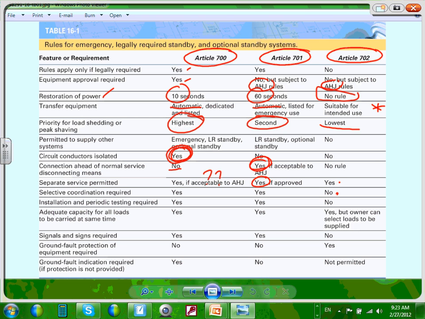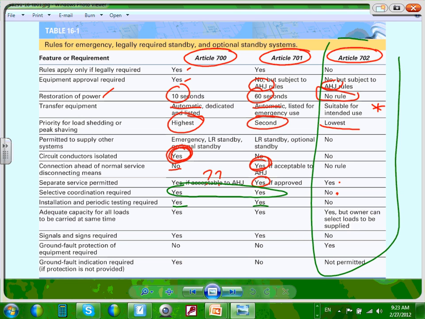Selective coordination. This is important for you guys, especially if you're working in an engineering firm. Do I need to have overcurrent coordination, like I'm going to show you later on? Yes. For these two systems, yes. Installation and periodic testing, you have to test both of them. The other one, this is guys the least important. You can see not a whole lot of requirement to it. Signals and signs, yes, yes.